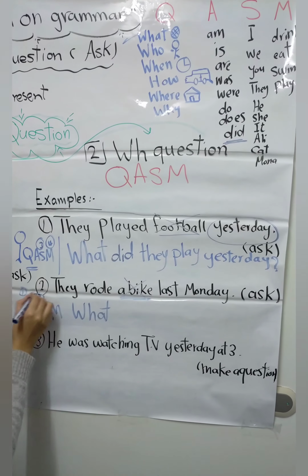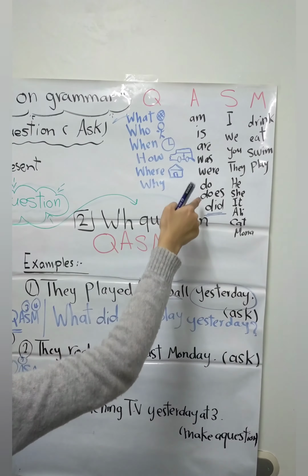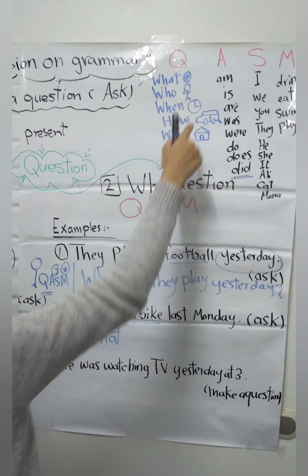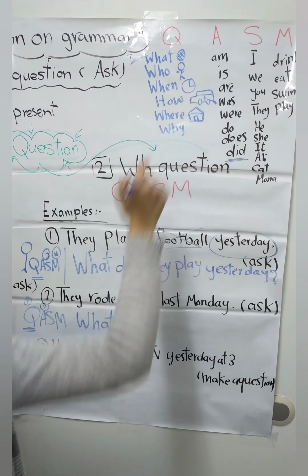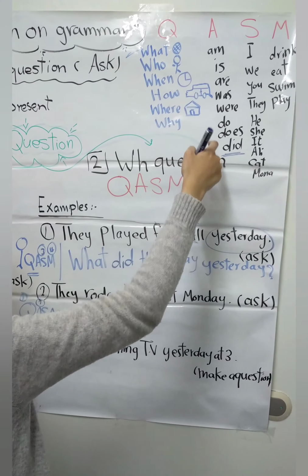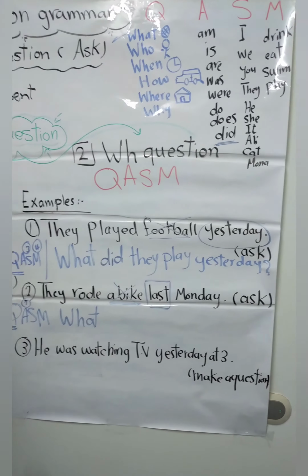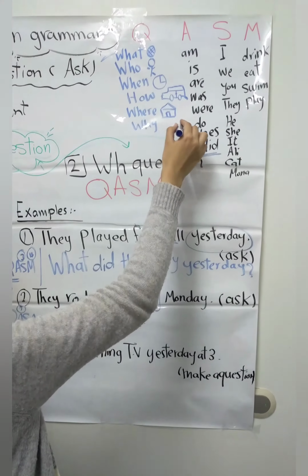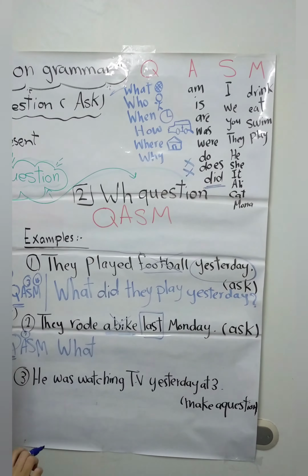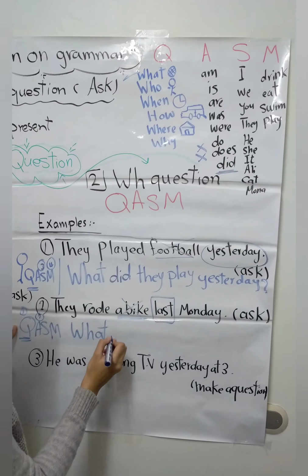Number 2, auxiliary verb or helping verb: am, is, are, was, were, do, does, did. Here we don't have am, is, are, was or were. So we put do, does, did. Here we have last, and last refers to the past. It's a keyword of the past, a sign of the past. So we don't take do or does because they refer to the present. So we write did.